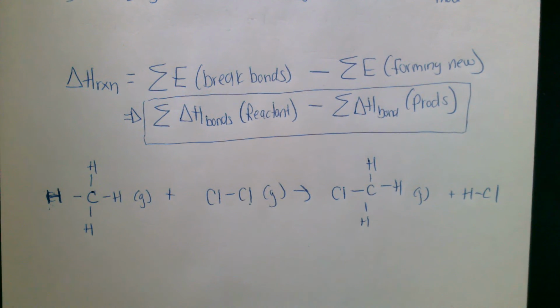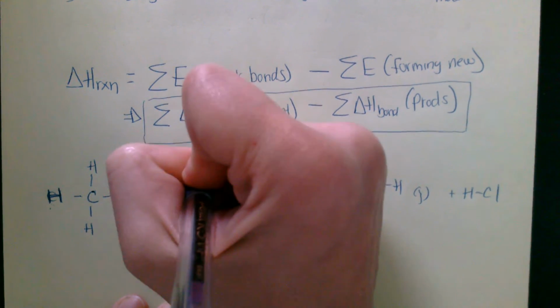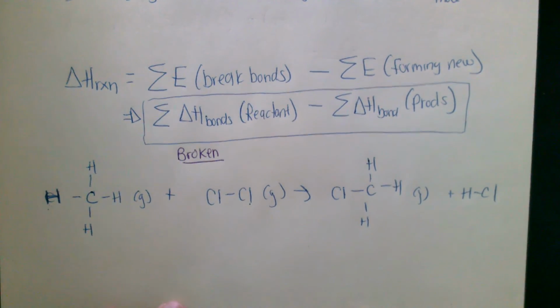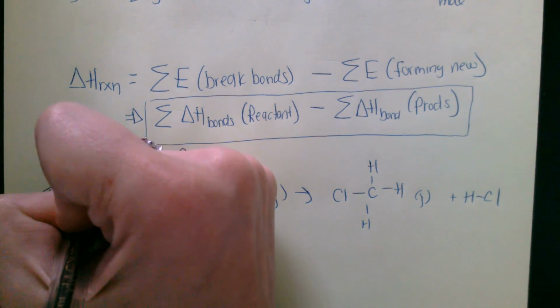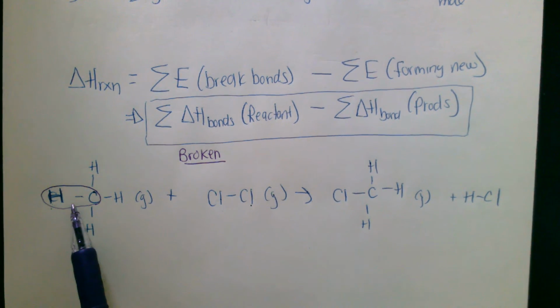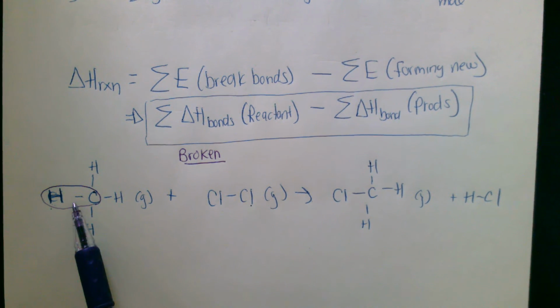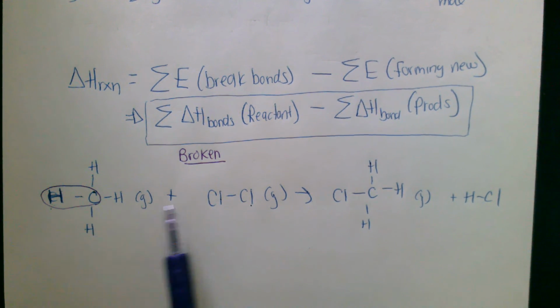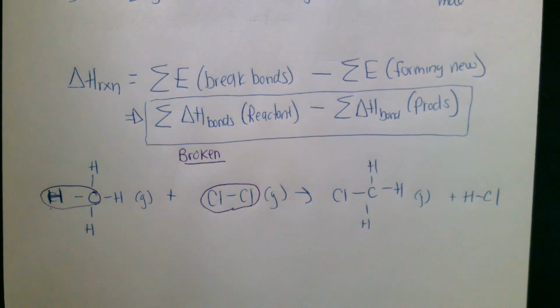Okay, so we're going to look now at bonds broken and bonds formed. So let's look at bonds broken. We are breaking this bond right here. It's a C-H bond here. It's a C-Cl bond over here. So this bond was broken. In order to substitute here, we had to break this bond as well. So those two bonds were broken in this reaction.